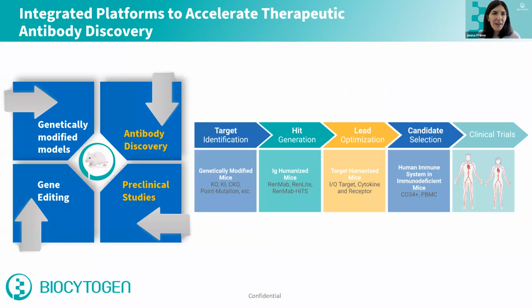We've since then expanded our service platforms to include preclinical pharmacology and therapeutic antibody discovery, which if you look at the timeline here of antibody drug development, these platforms utilize our humanized immunoglobulin mice platforms, RenMab, RenLite, and RenMab hits. So altogether, we've integrated these gene editing, animal model, antibody discovery, and pharmacology platforms to seamlessly provide a platform to help you accelerate the entire process of drug discovery.